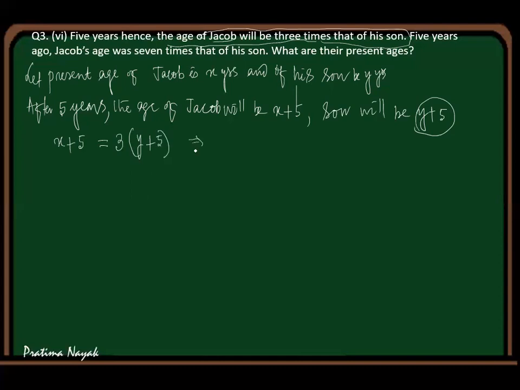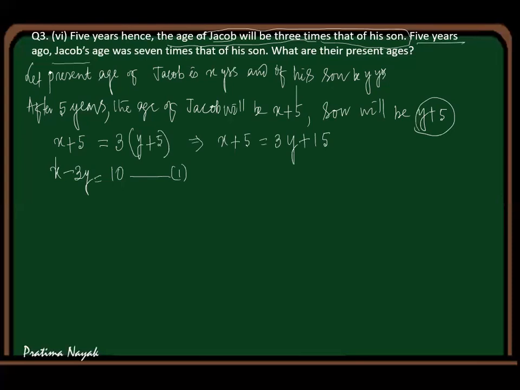On simplifying, you will get x plus 5, would-be age, is equal to 3 times the would-be age of the son. So 3y plus 15. Or you are getting x minus 3y is equal to 15 minus 5, that will be 10. This is equation 1. Next I'll come to before 5 years.